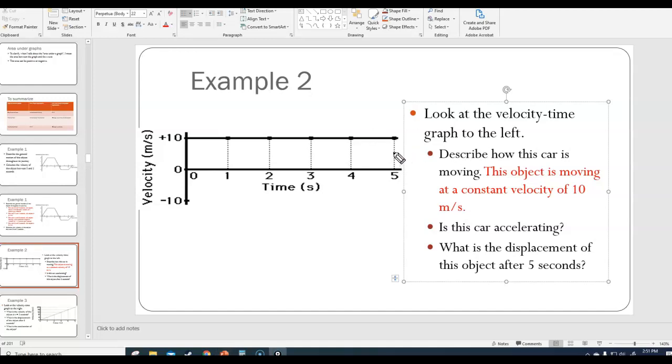The area under the graph after 5 seconds. Well, when it says after 5 seconds, by the way, that doesn't literally mean after 5 seconds. It means that the time starts at 0, and after 5 seconds have passed, you're now at 5 seconds.